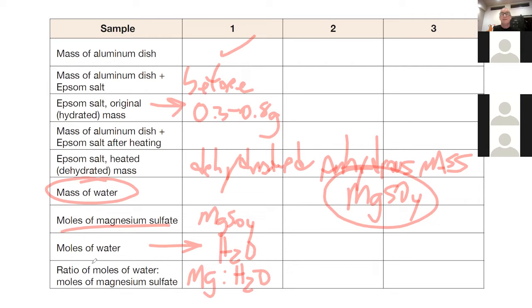So it should be somewhere around 7. I think the first time I tried this experiment, I got like 4 or something. It was really bad. I think it was because I just didn't let it go long enough. So be careful with that.